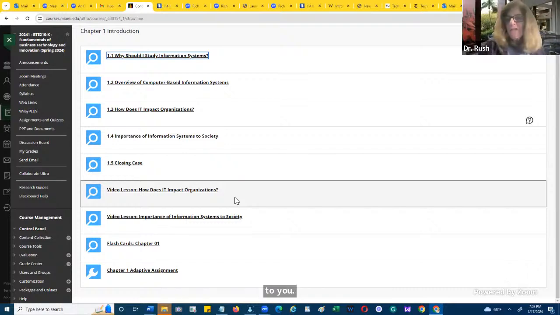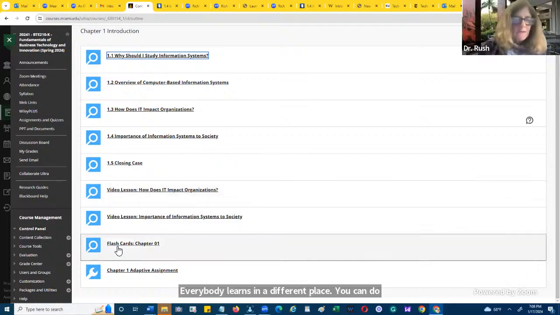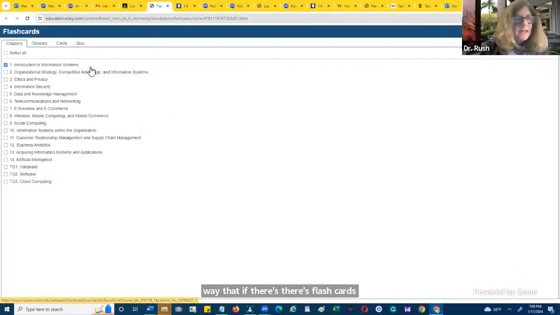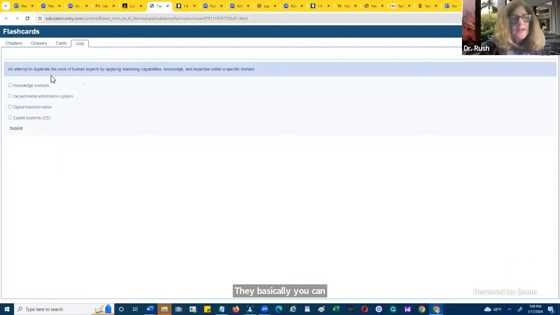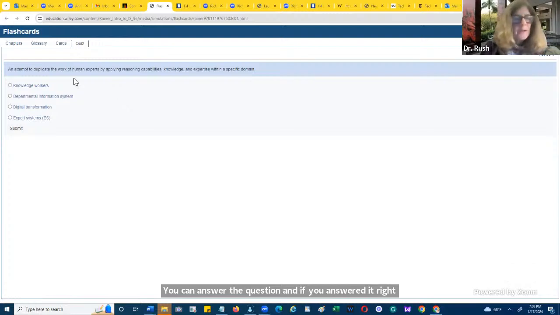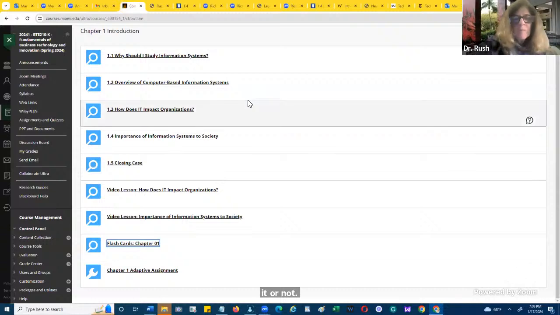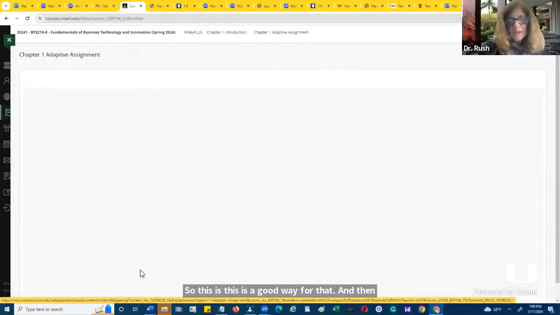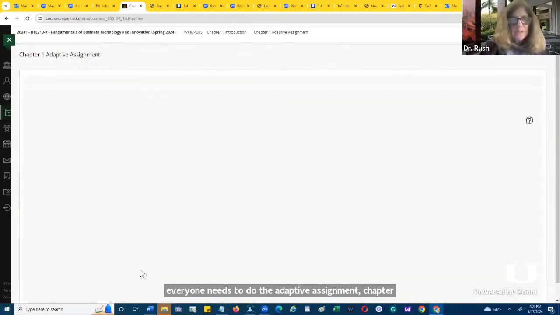You can do that. Flashcards, you can play around with flashcards. For the quiz, this is a good way to quiz yourself. They give you a question, you can answer the question, and if you answered it right, they'll give you a way to submit whether you entered it or not. So this is a good way for that. And then everyone needs to do the adaptive assignment, chapter 1, and that's like a quiz for the adaptive assignment.